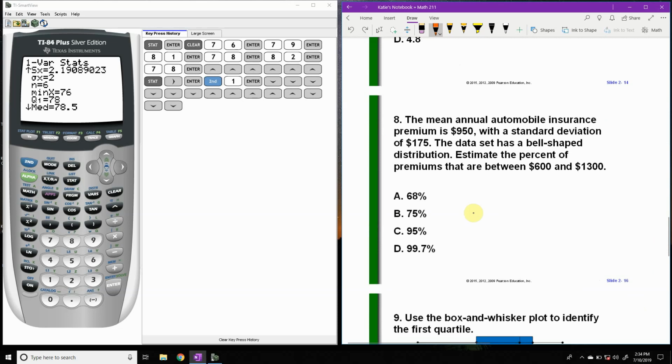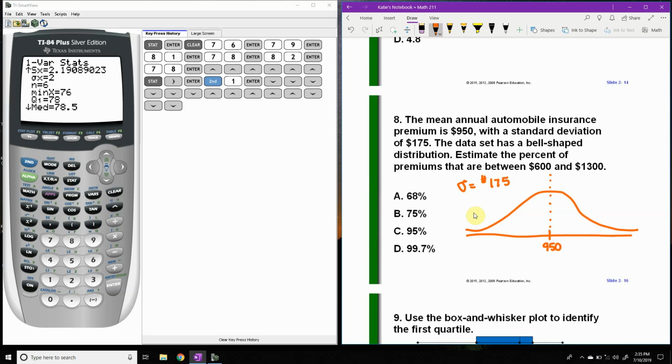All right, number 8. The mean annual automobile insurance premium is $950 with a standard deviation of 175. The data set has a bell-shaped distribution. Okay, I'm going to use that to my advantage and copy down the information that's already been given to me. So I'm told that I've got a nice bell-shaped graph, and I'm told the mean is 950. So in a symmetric distribution, the mean sits on the line of symmetry, which will be right here. So 950 is my mean, and I'm told that I've got a standard deviation, sigma, of $175.